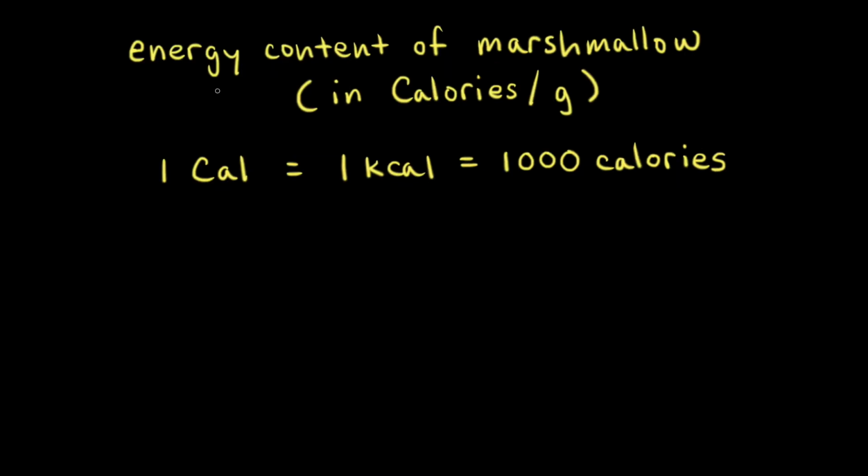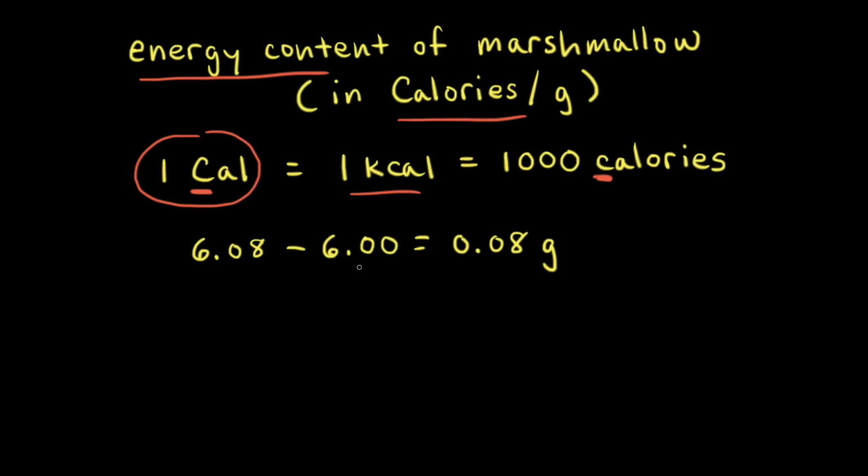Finally, let's relate this soda can calorimetry experiment to calories in everyday life. And so let's find the energy content of the marshmallow in calories per gram. A food calorie has a capital C, and in chemistry, there's also a unit of energy, calorie with a lowercase c. So one food calorie with a capital C is equal to 1 kilocalorie or 1,000 calories with a lowercase c.